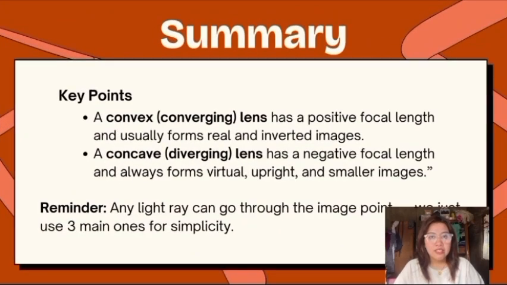To summarize, a convex or converging lens has a positive focal length and usually forms real and inverted images, while a concave or diverging lens has a negative focal length and always forms virtual, upright, and smaller images. That's all. Thank you for listening.